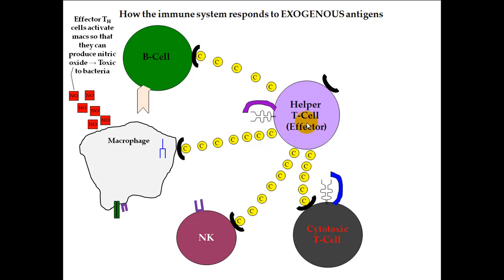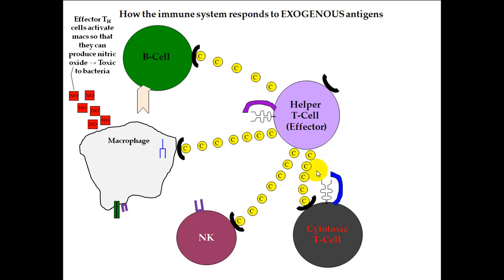Some of those types of helper T cells tend to activate B cells and macrophages, for example, whereas other types of helper T cells tend to activate cytotoxic T cells and natural killer cells. Another way of saying that is that the cytokines that activate B cells are different than the cytokines that activate natural killer cells. So one type of helper T cell would release the type of cytokine that would activate these guys. Other types of helper T cells would release the types of cytokines that would end up activating these guys.